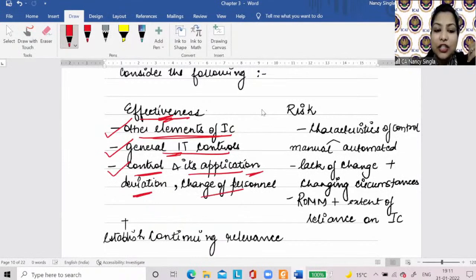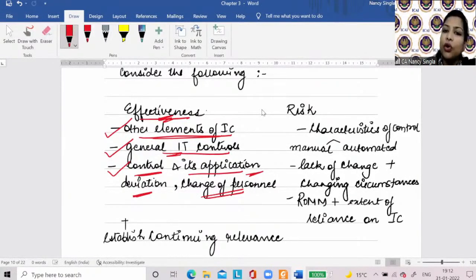And is there a change of personnel? See, last year internal controls were operating very effectively. The personnel who was implementing the control, who was looking after that control, was very good. Now that personnel has been changed. Okay? So can you still rely on it? Why? Because that control was operating effectively because of the personnel. Let's say there was some manual control. So that control was operating effectively because of the personnel. Now that personnel has changed.